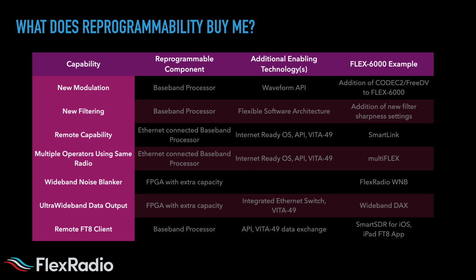Multiple operators using the same radio. Again, this is the same kind of thing because we have the programmable baseband processor that's connected to the Ethernet spigot on the radio. We can allow more than one person to connect to the radio and operate the radio at the same time. And because most of our radios have 2 or more receivers in them, each person can have their own receiver and operate in some ways autonomously from the other operator.